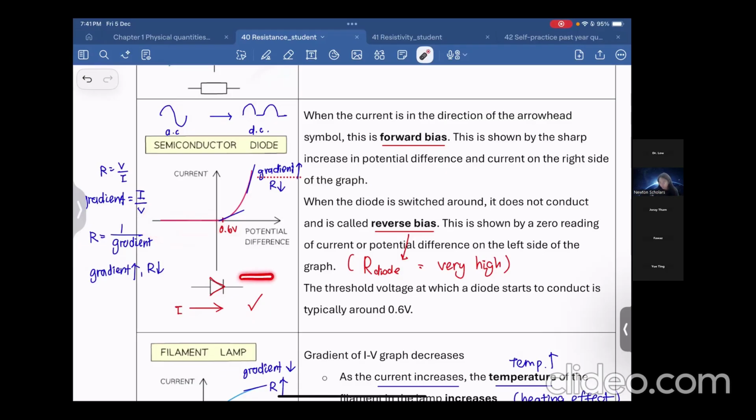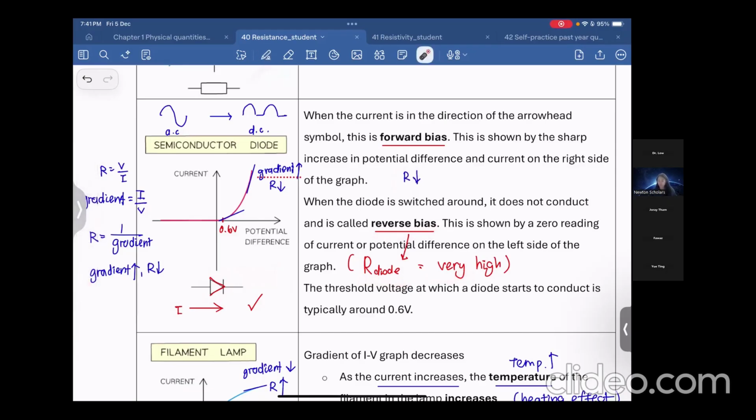So let's say current is flowing in this direction. It opposes our symbol of the diode. So the diode will block it. Why does it block? It blocks because your diode is connected in reverse bias. When reverse bias, the diode resistance will become very high. If forward bias, resistance will decrease.